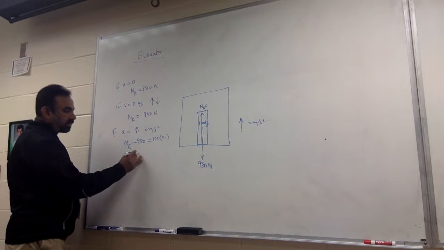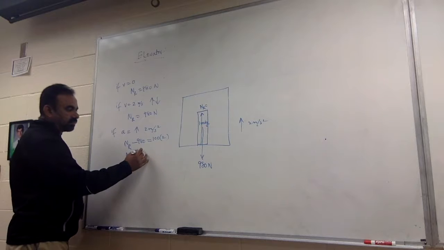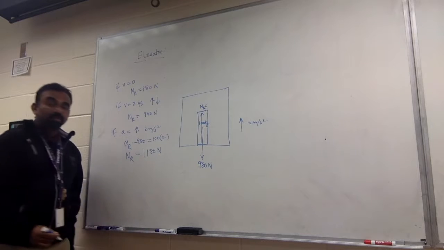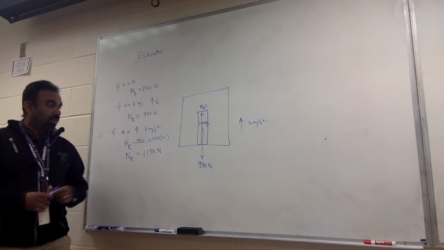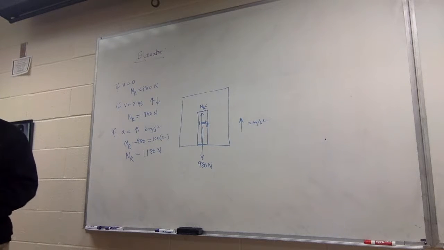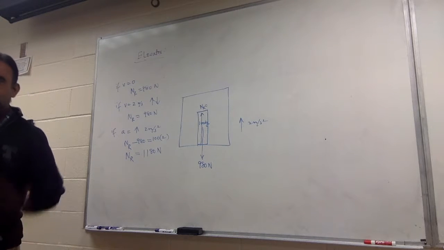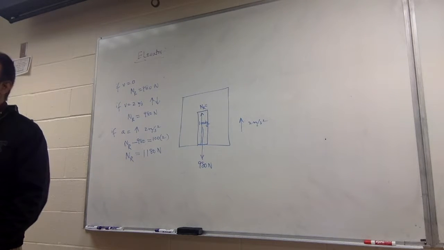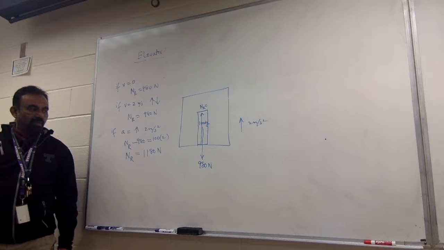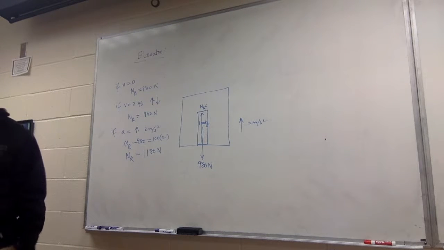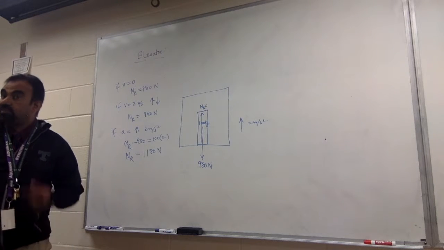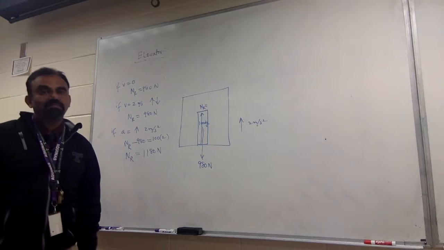So NR is equal to 1180 newtons. The weight of the person is only 980, but the normal reaction is now 1180. That means the person feels a heavier force, a bigger force pushing on his feet upward. And that's the reason why you feel heavier. It's a feeling.